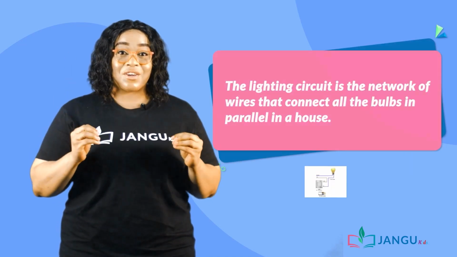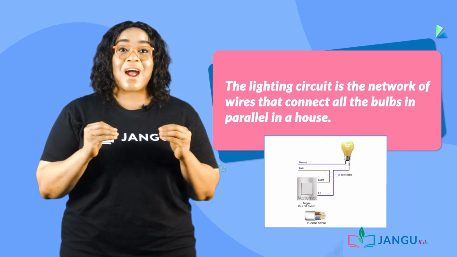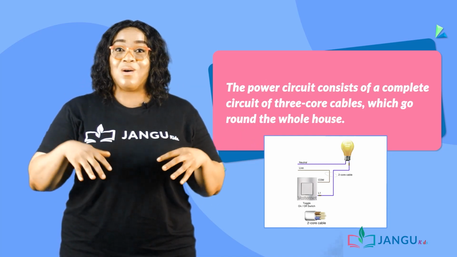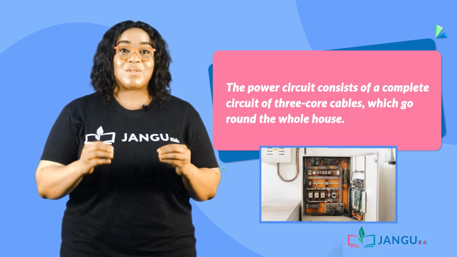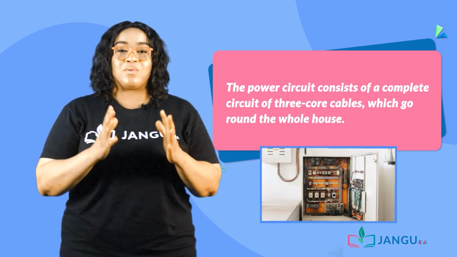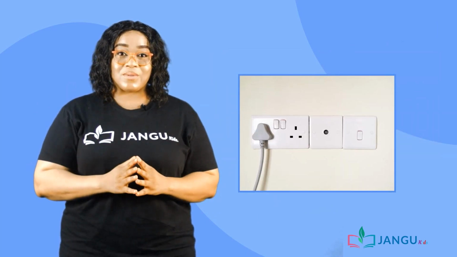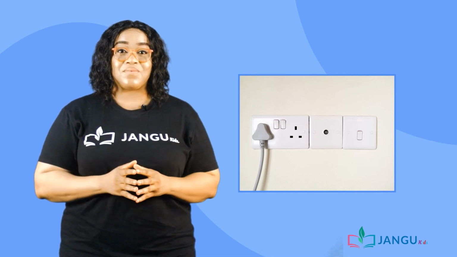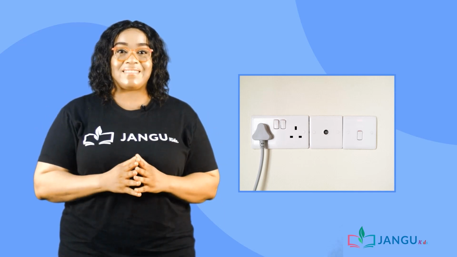The lighting circuit is a network of wires that connect all the bulbs in parallel in a house, while the power circuit consists of a complete circuit of 3 core cables which go round the whole house. Electric sockets are connected to the circuit at convenient points. Electrical appliances are powered by plugging them into these sockets.